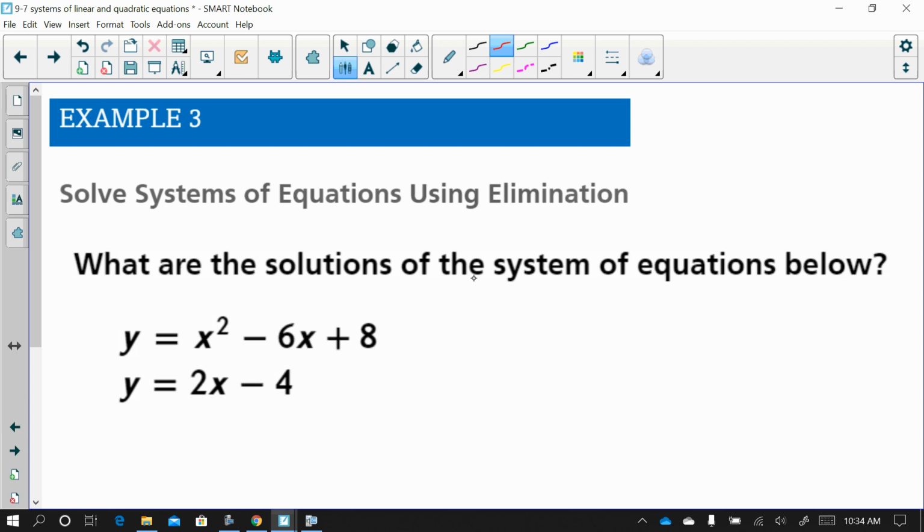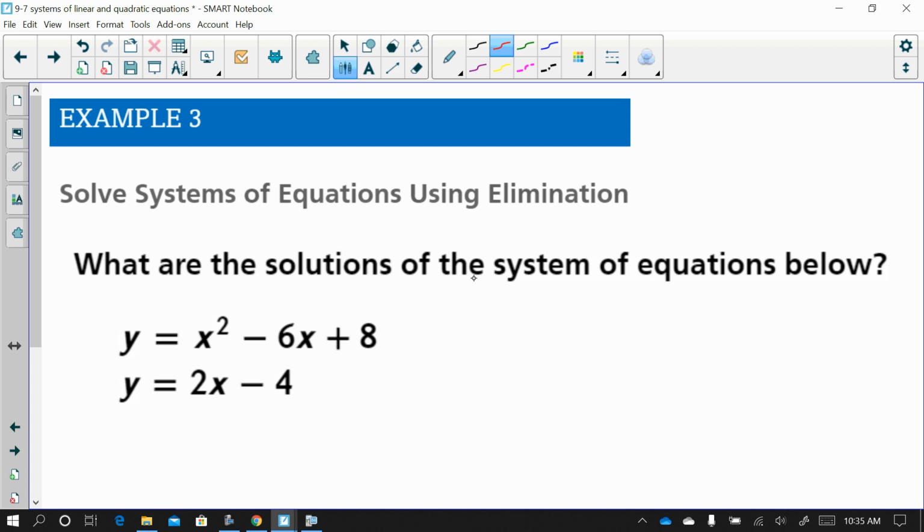So we want to find the solutions of the system of equations below. y equals x squared minus 6x plus 8, and y equals 2x minus 4. Now remember the elimination, we try to get one of the variables to cancel out. In order to do this, one needs to be positive, one needs to be negative. So looking at these, notice I have x squared and I have x. I can't cancel both of those, so x is not the variable I want to eliminate. y would be the variable we want to eliminate.